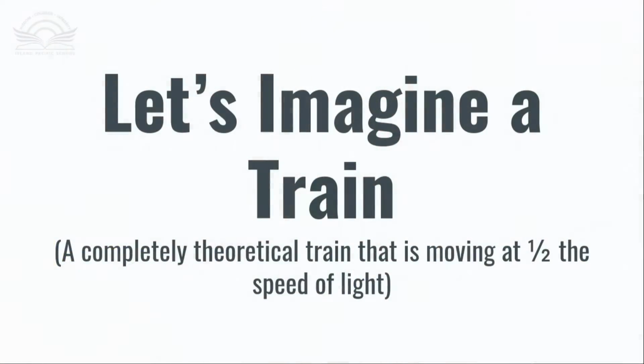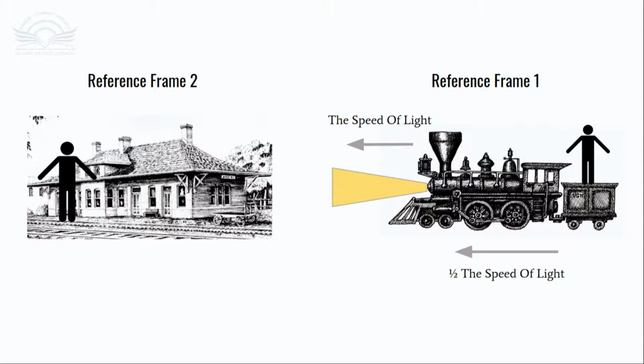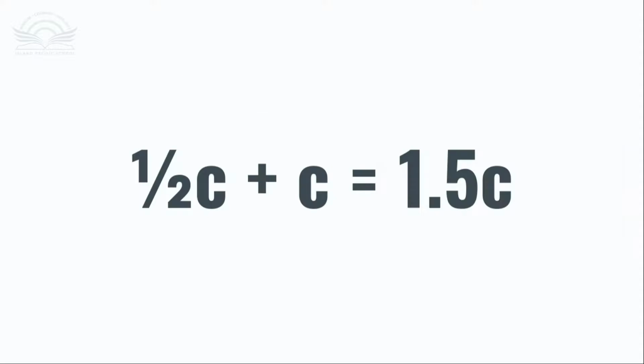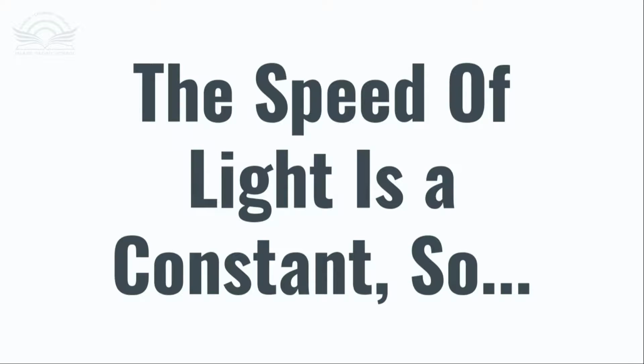I want all of you to imagine a train, a completely theoretical train that is moving at half the speed of light. Let's say your dear friend Bob over here is on that train that we just talked about. It is moving at half the speed of light, and there's a headlight on the front of the train that is producing light at the speed of light. As we talked about earlier, from this, you would assume that it is moving towards you on a platform at 1.5 the speed of light. But as I said earlier, this is false. The speed of light is a constant, no matter what.